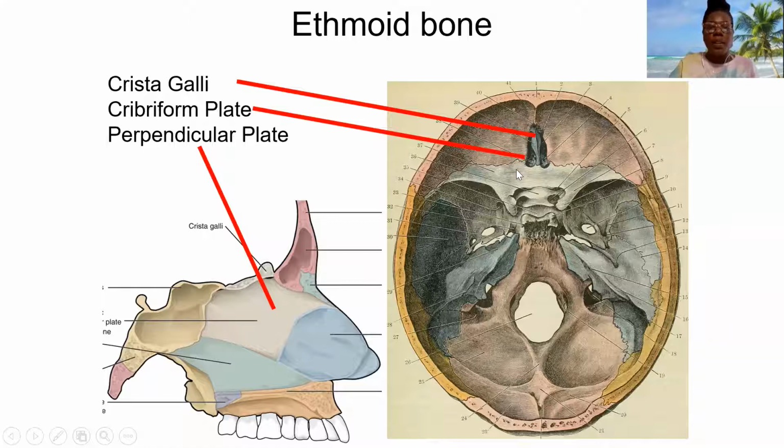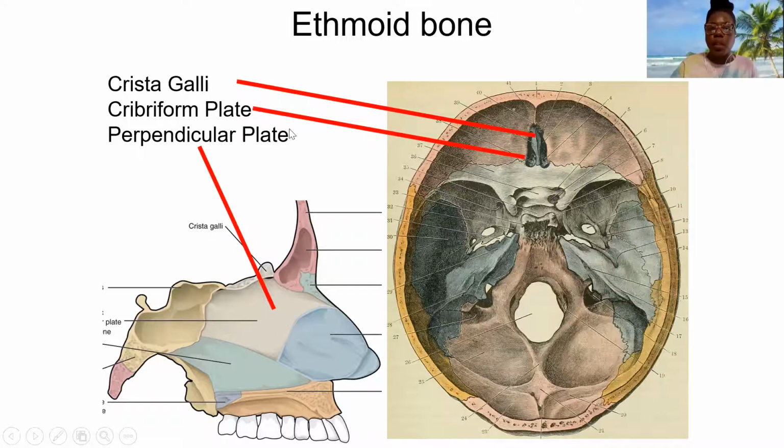Important features found in the ethmoid bone are the crista galli, and that is this upward projection from the ethmoid bone. We can see it here on a sagittal view, and then we can see it here on this transverse view. It's really compared to the comb of a rooster. It actually translates to a rooster's comb, and that's because of the shape and the location of this upward projection of the ethmoid bone.